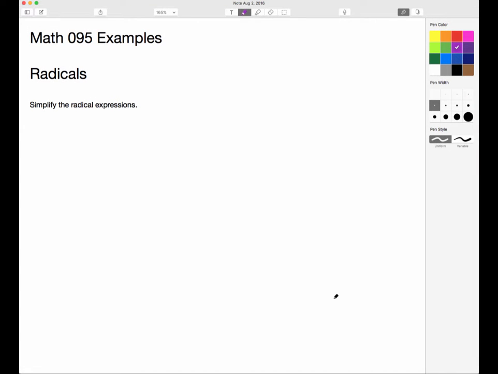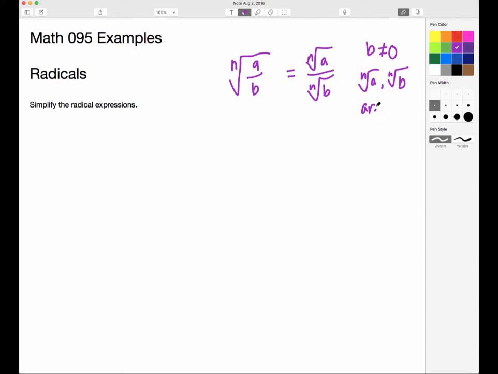In this video, we're going to learn how to simplify radical expressions using one of the many formulas that tell us how to do that. This formula gets used in two different ways. If we take the nth root of a divided by b, we can rewrite this as the nth root of a divided by the nth root of b. And we want to make sure that b, of course, does not equal 0. We don't want to divide by 0. And then the nth root of a as well as the nth root of b are real numbers. So no imaginary numbers right now.